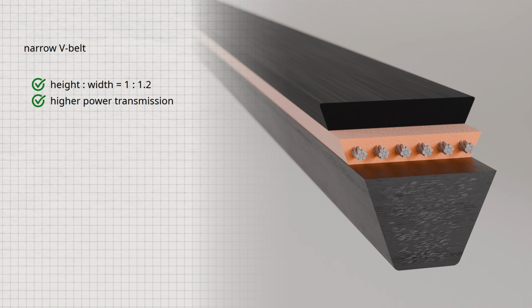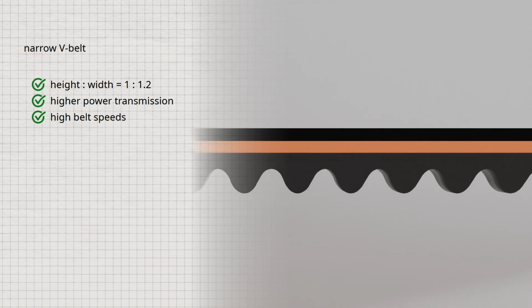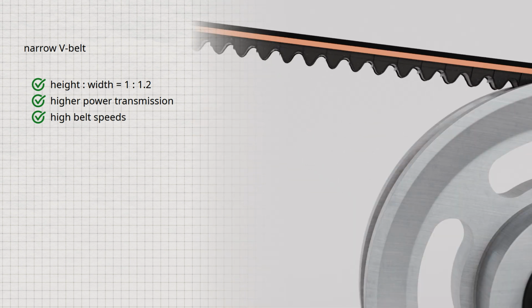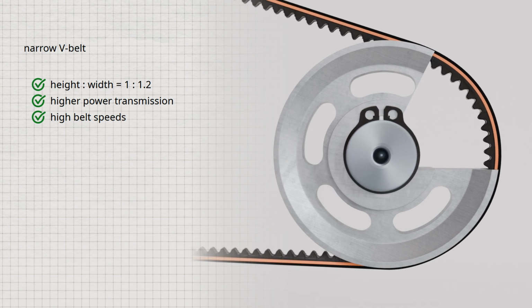The resulting lower belt mass of the narrow V-belt reduces the centrifugal forces that occur during operation, allowing higher belt speeds to be achieved. However, the increased belt thickness has a negative effect on flexibility. In order to compensate for this and to be able to use narrow V-belts even with relatively small pulley diameters, they are cogged. This increases the flexibility even with strong curvatures. Narrow cogged V-belts are therefore usually found in a raw edge design.